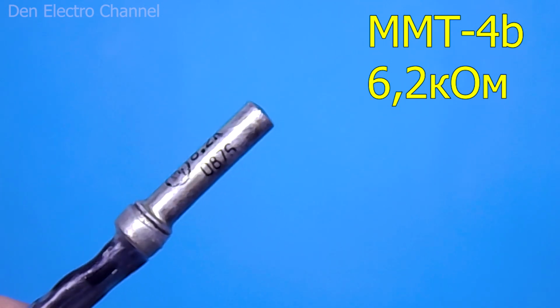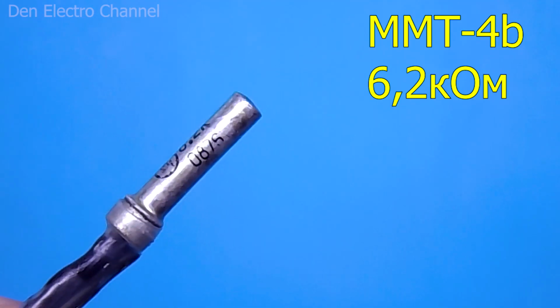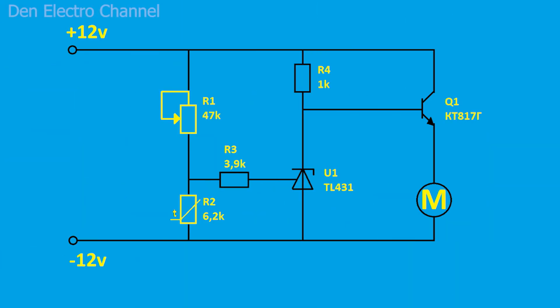These resistors aren't limited to 6 kiloohms. They can be smaller or much larger. Absolutely any thermistor can be used in this circuit. The main thing is that they have a negative temperature coefficient of resistance. This means that as the resistor heats up, its resistance decreases.